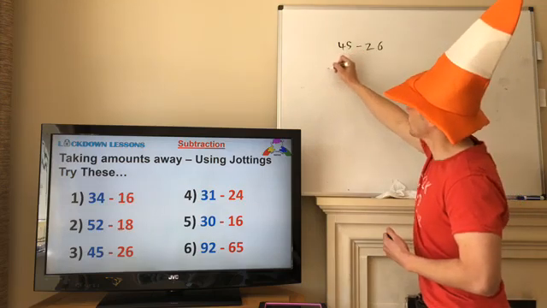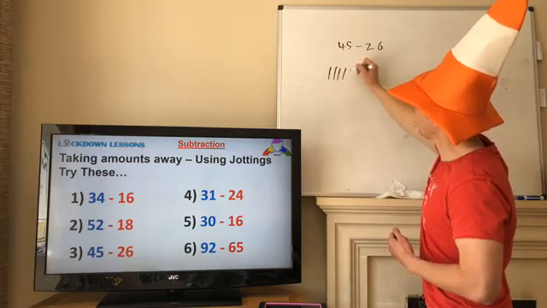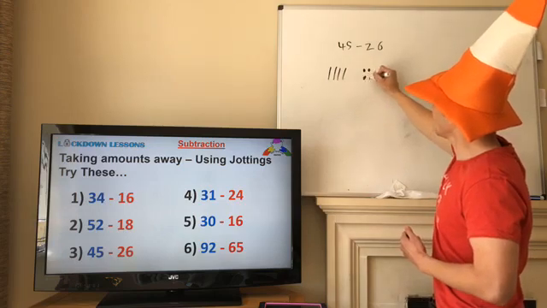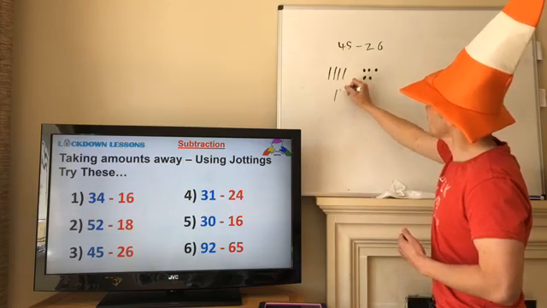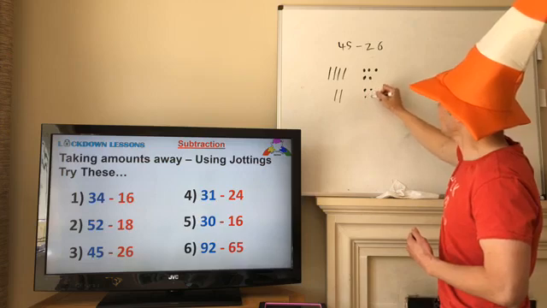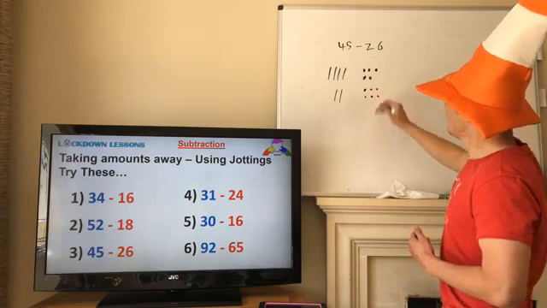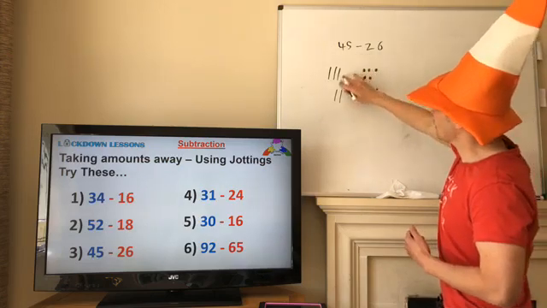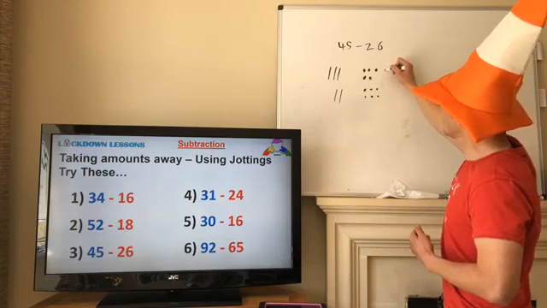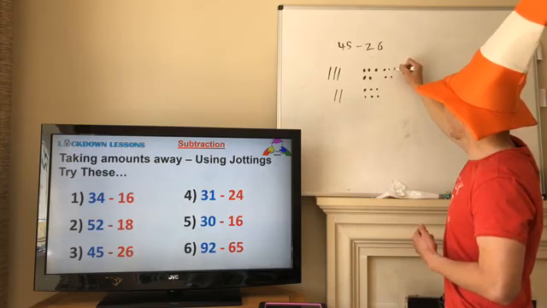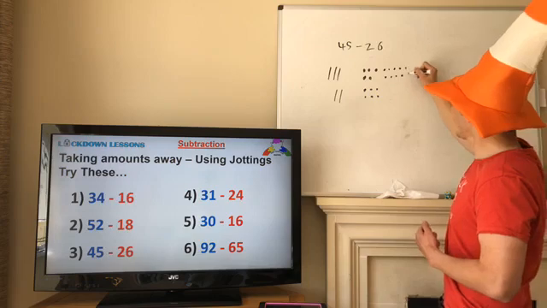So we've got 40 is 1, 2, 3, 4 and 5. We've got 26 is 2 of those, and 1, 2, 3, 4, 5, 6. We need to exchange this. Going to rub out that one and put another 10 down. So 1, 2, 3, 4, 5, 6, 7, 8, 9, 10.